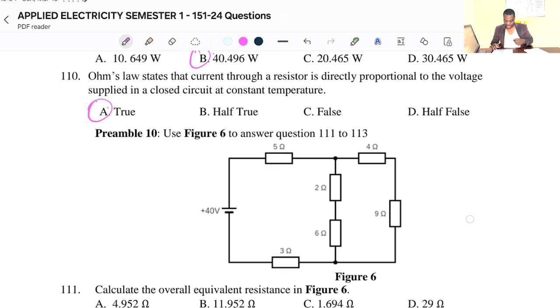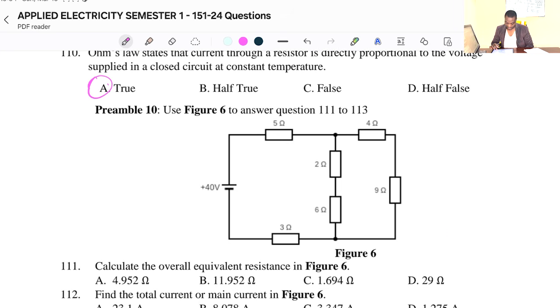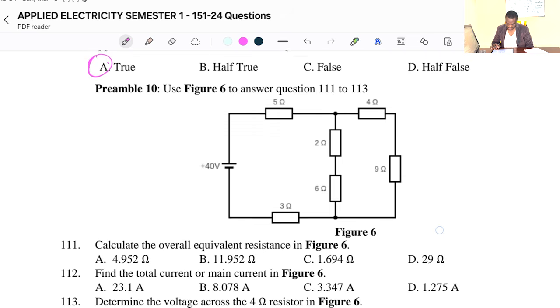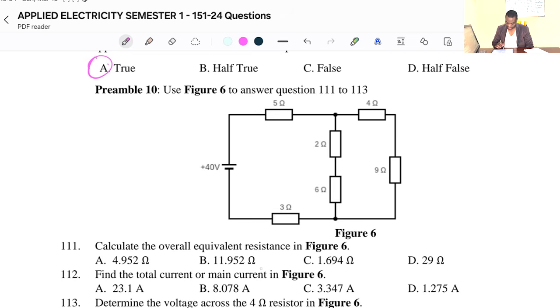Question 111. Use figure 6 to answer questions 111 to 113. So when it comes to 111, we are asked to calculate the overall equivalent resistance in figure 6.